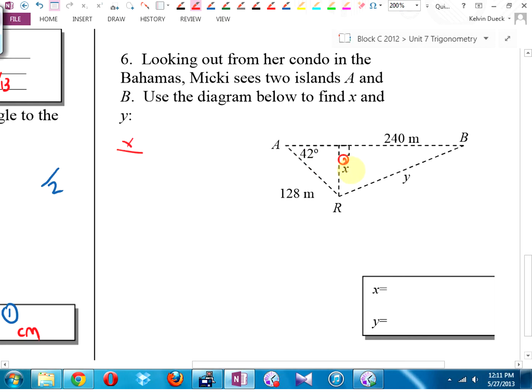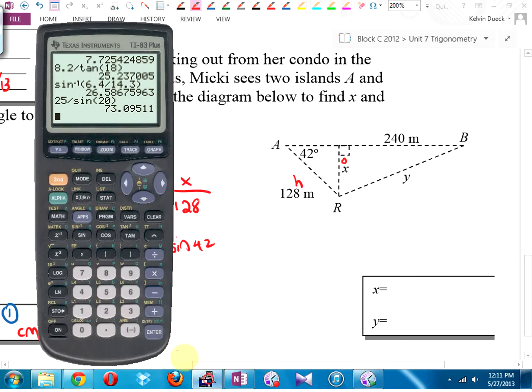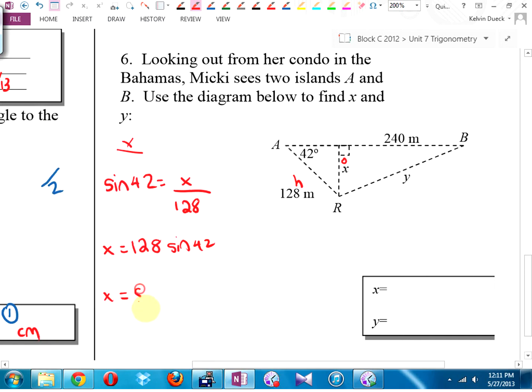I'm going to say, hey, that's opposite. That's hypotenuse. Sine 42 equals X over 128. X is going to be 128 sine 42. 128 sine 42 is 85.6.